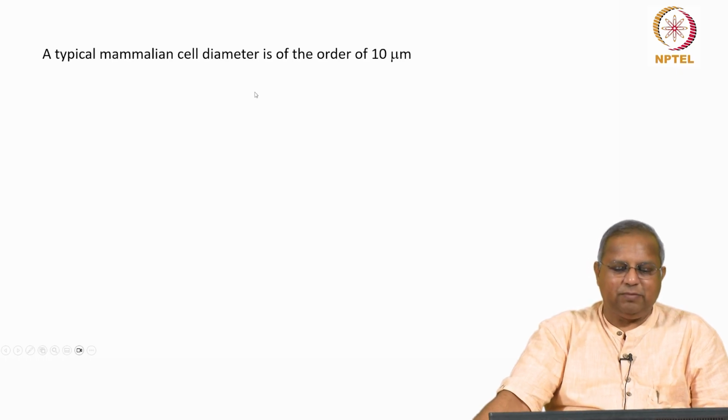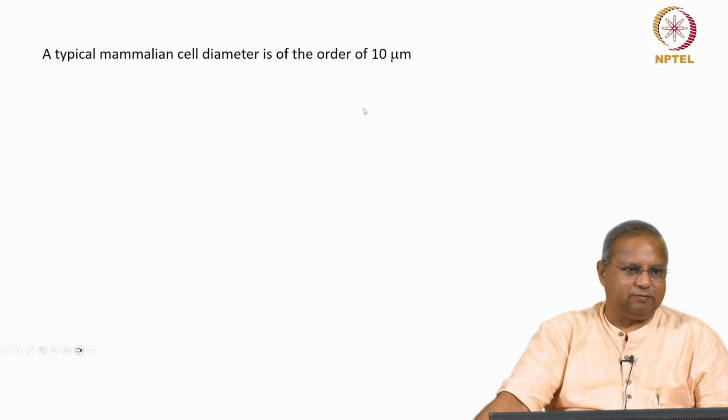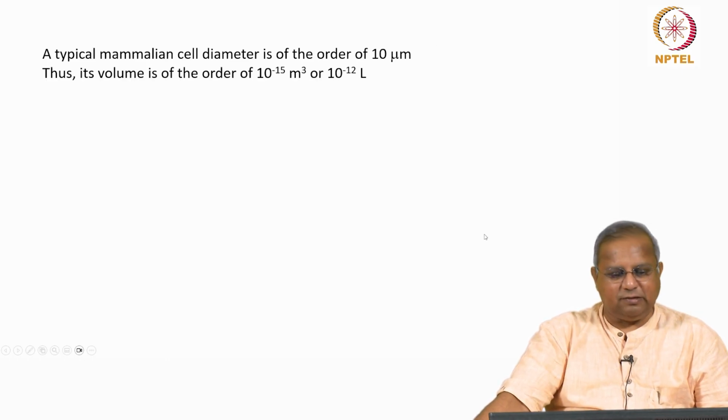So, a typical mammalian cell diameter is of the order of 10 microns. You won't be very wrong if you choose this in most cases. Nerve cells are bigger, of course, many times bigger, but 10 microns is a good typical size. So, the volume is of the order of 10 power minus 15 meter cubed or 10 power minus 12 liters, right. Pi d cube by 6.